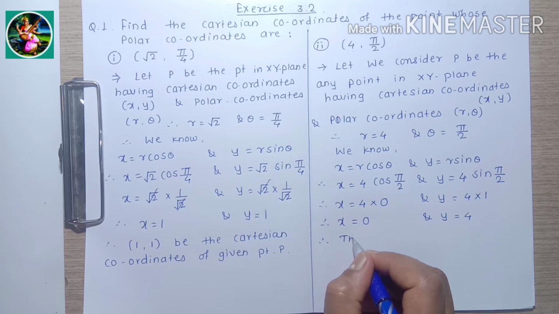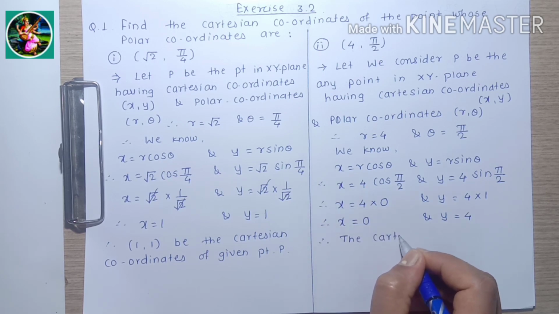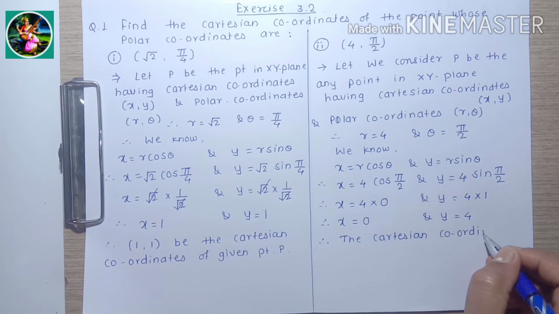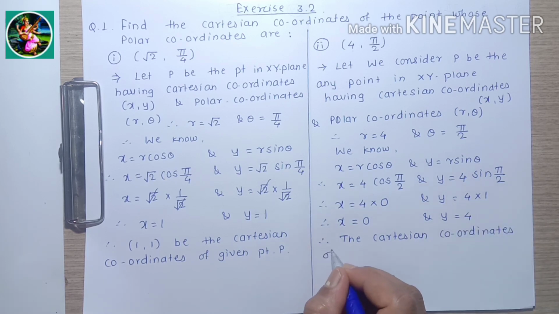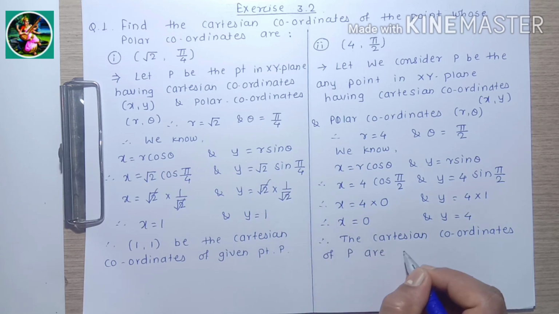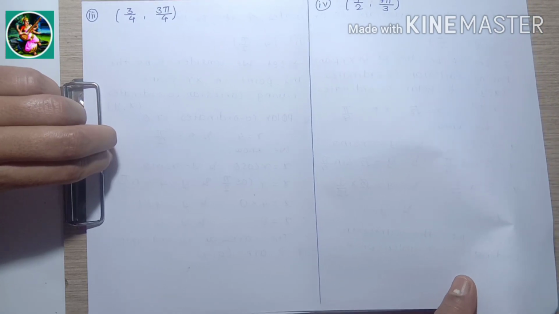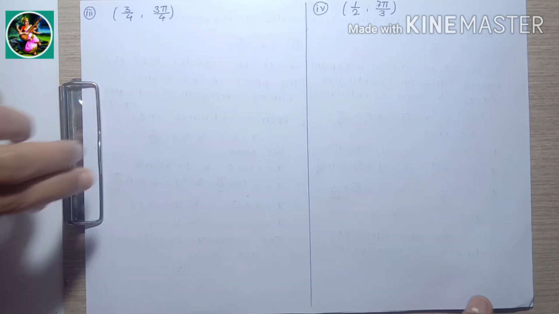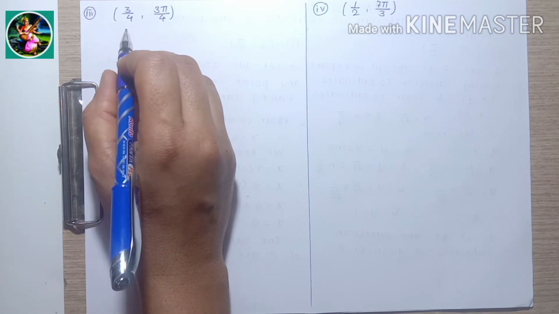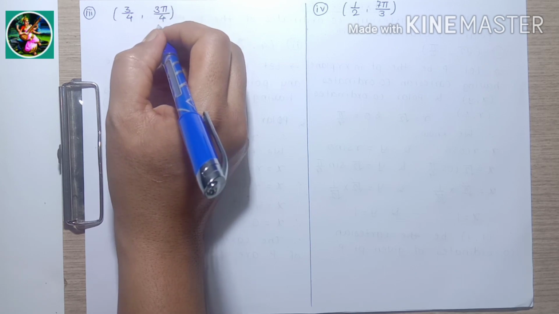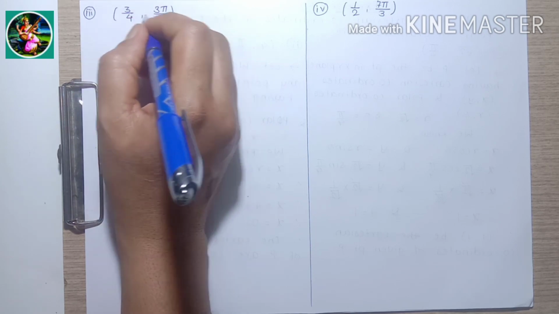Therefore, the Cartesian coordinates of P are (0, 4). Okay. The next example is similar, that we have a question: find the Cartesian coordinate of given point, that is (3/4, 3 pi by 4). Here also polar coordinates are given.